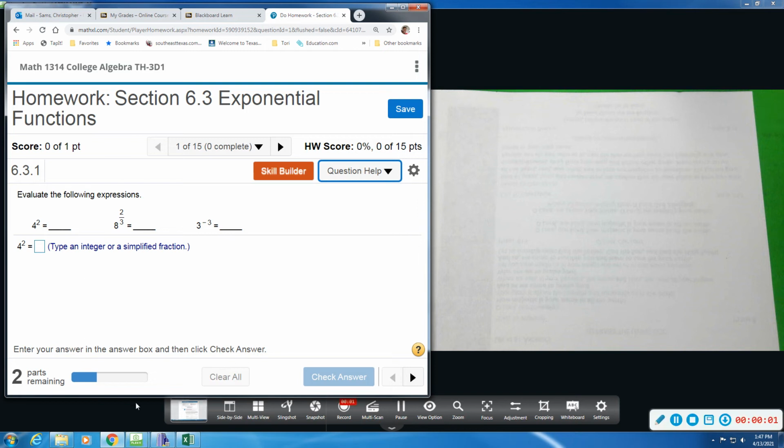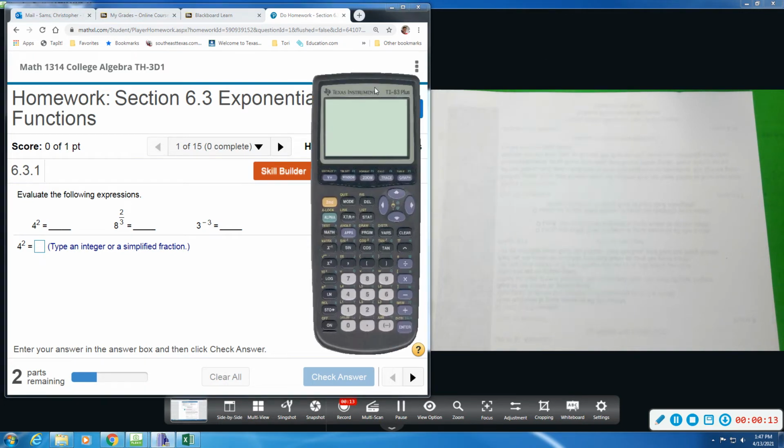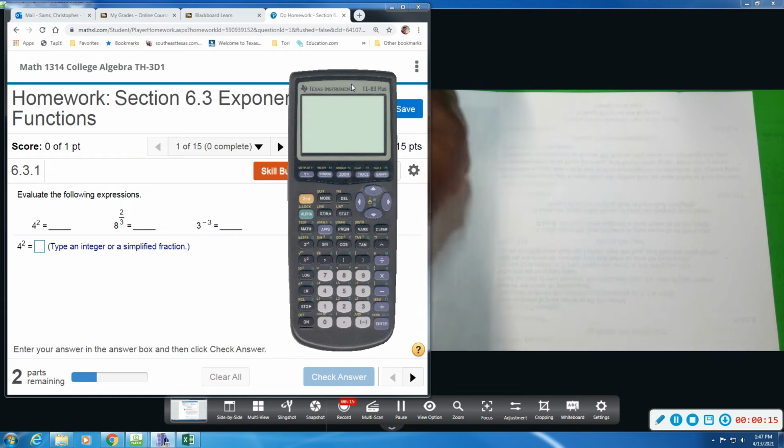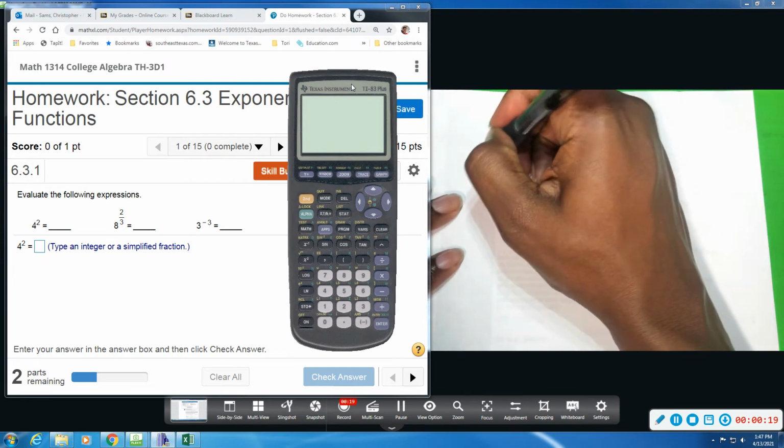Okay, so 6-3 exponential functions. We want to first evaluate these expressions. These can be done by hand or with the calculator. I'll try to show you both. Shouldn't take too long. 4 squared. Okay, I think we can all do that one.